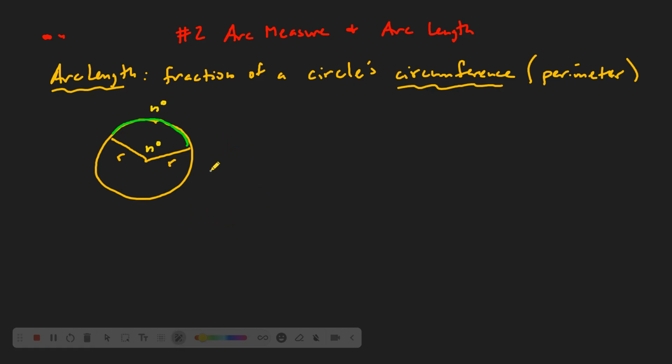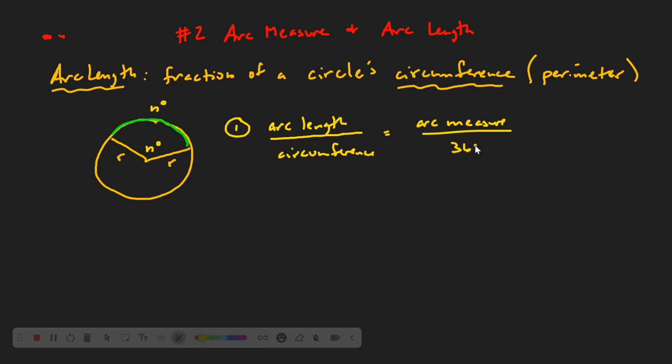So there are two ways to remember the formula for arc length. The first way, if we tie it back into Unit 4, is using proportions. If we take the arc length of a circle, or a piece of a circle, and divide it by the circumference of the circle, so this is that fraction of the circumference, this ratio, this fraction will equal the arc measure out of 360 degrees.